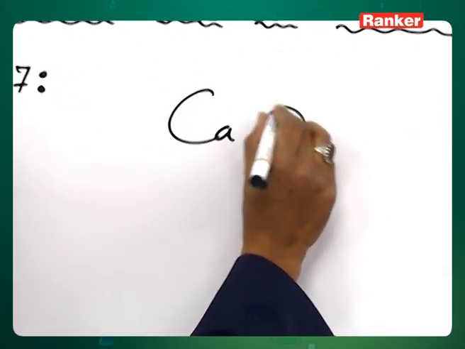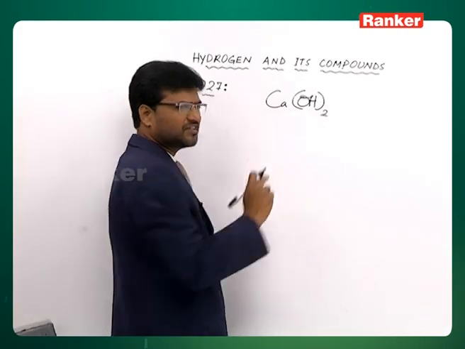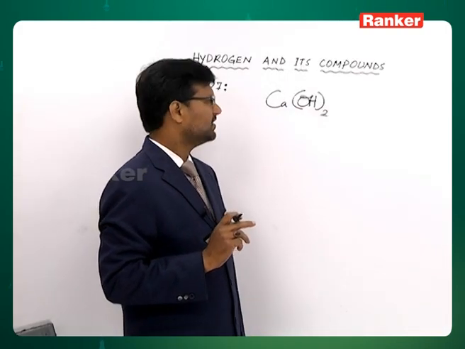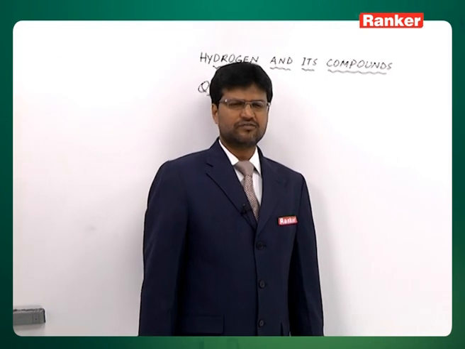Ca(OH)2 suspension is called milk of lime, and it is used for softening of temporary hard water. Answer is third option. Question number 28.